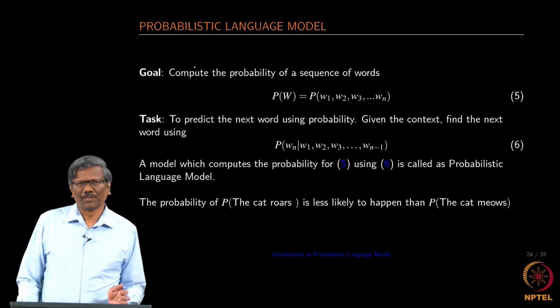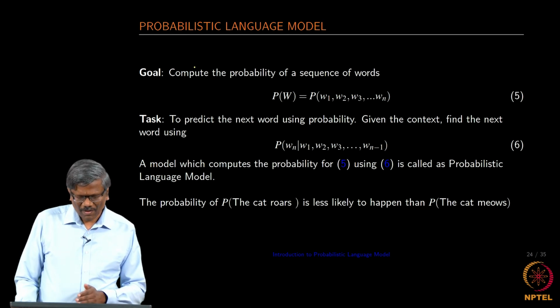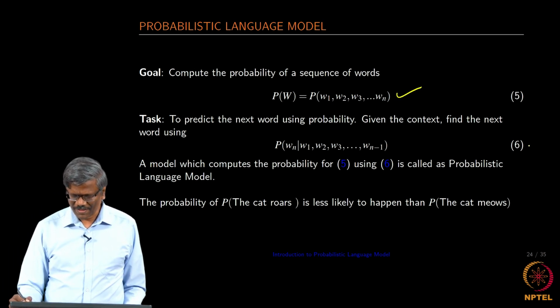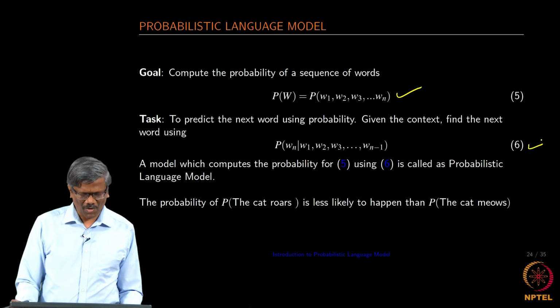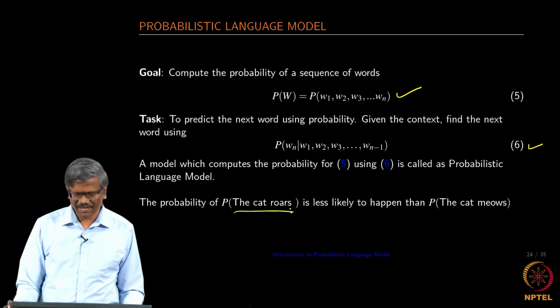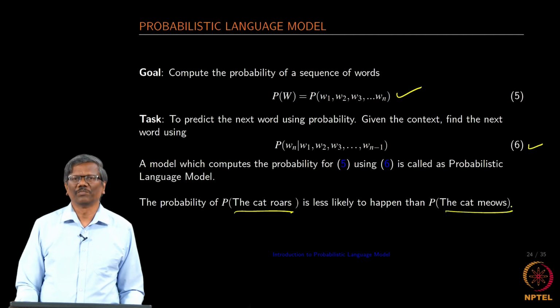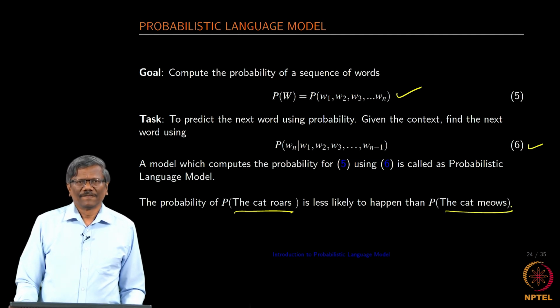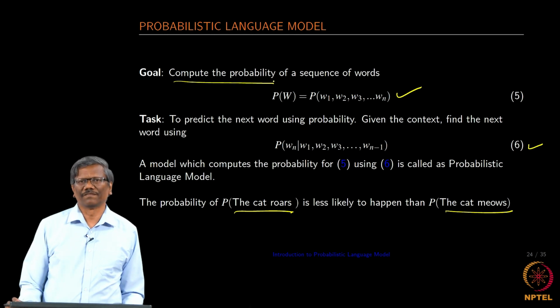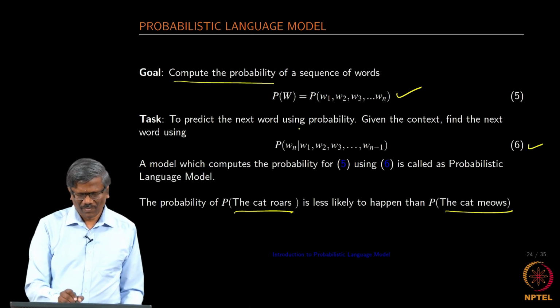A model which computes the probability for this equation using 6 is called the probabilistic model. A simple example would be that the probability of "the cat roars" is less likely to happen than "the cat meows", right. So, a language model is one which tries to compute the probability of a sequence of words using the word probability.